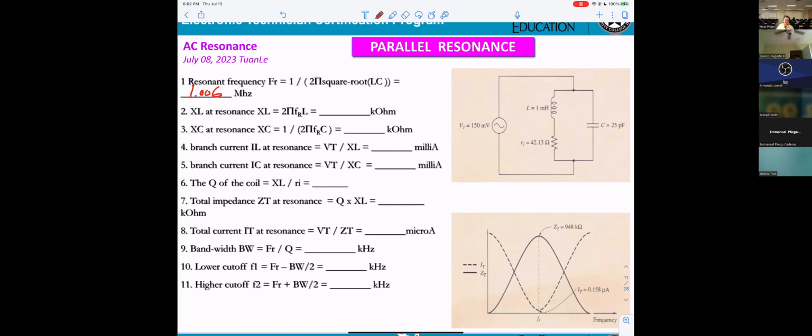Number two, XL. Number three, XC. They're supposed to be equal. 6.3K for number two. What do you get? 6.30 kilo ohm. Right.